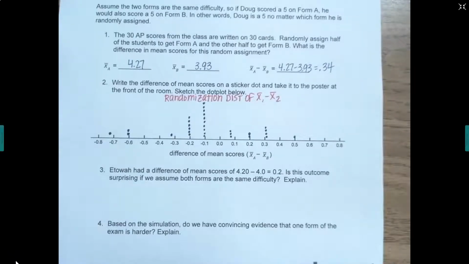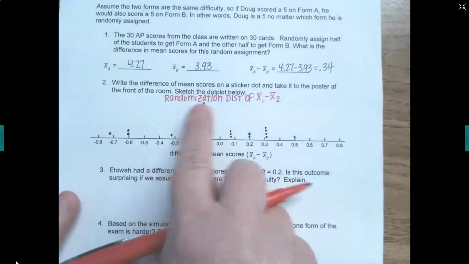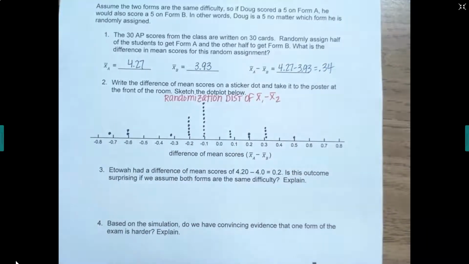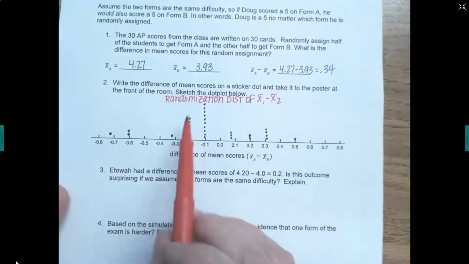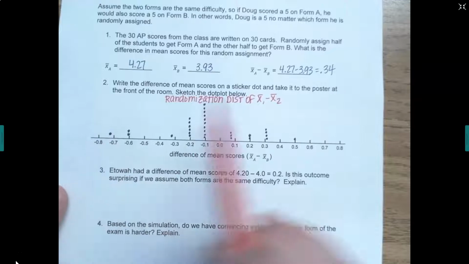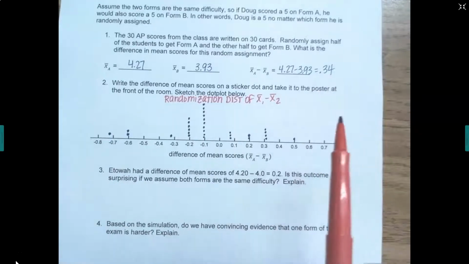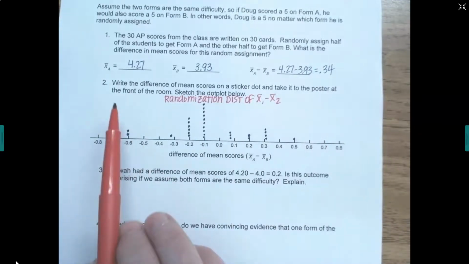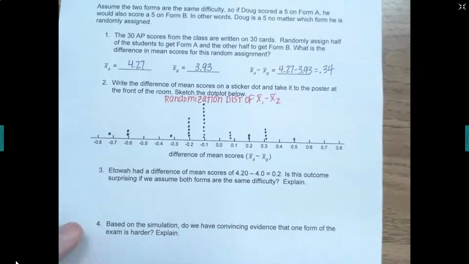All right, what this distribution shows is the randomization distribution of x bar 1 minus x bar 2, because I randomly assigned the cards. That's where the randomization comes from. And each dot represents one difference in means from one random assignment.